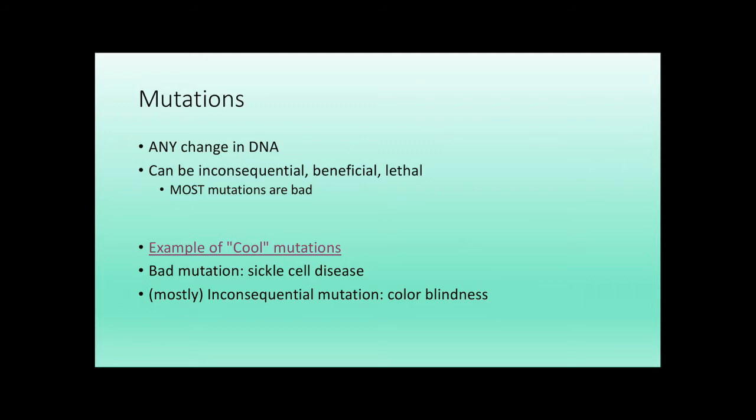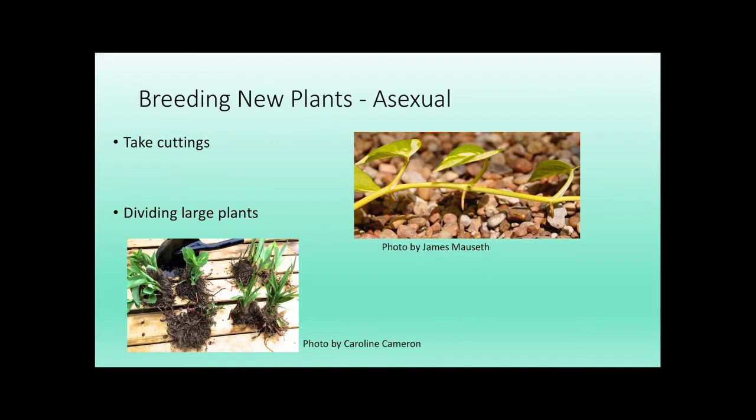Mostly inconsequential mutation in human beings would be color blindness. Yeah, you can live with color blindness, but it is something that is a little bit different, and it's not something that can easily be fixed. So there are some examples of harmless ones, even in animals.